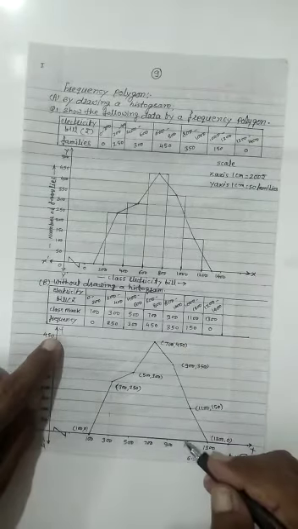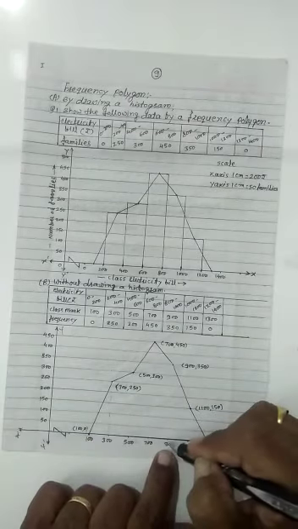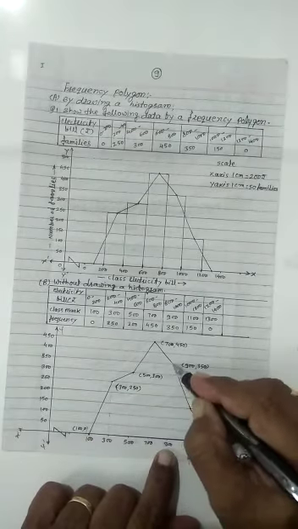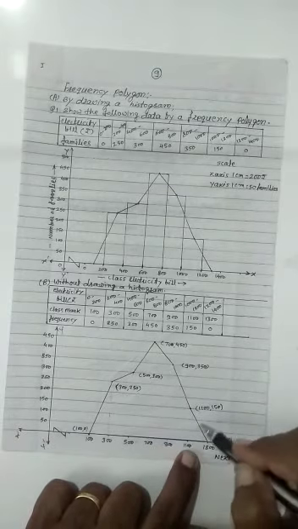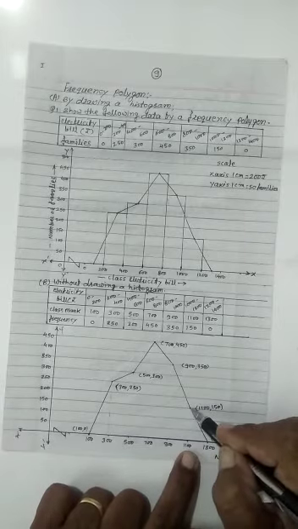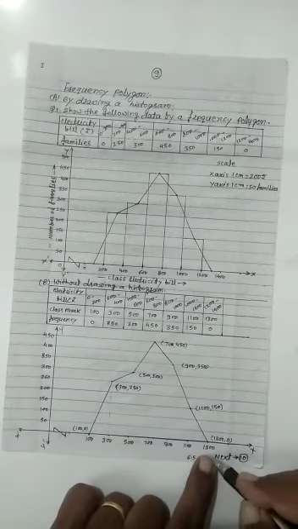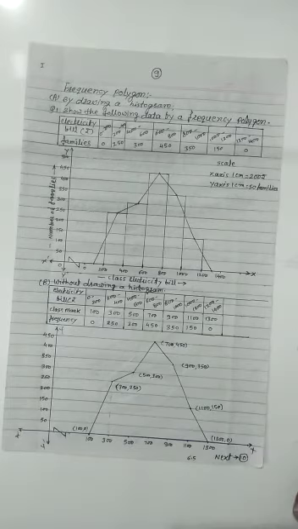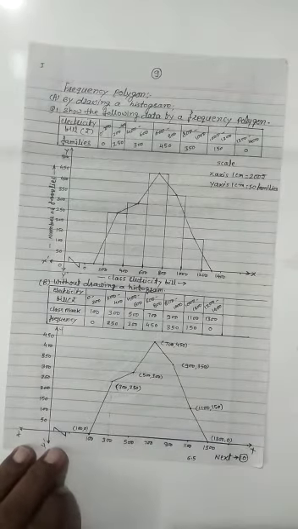Then 900 and 350, then 1100 and 150, and lastly the frequency is 0 at 1300 on the x-axis. In this way we put the points on the xy plane.